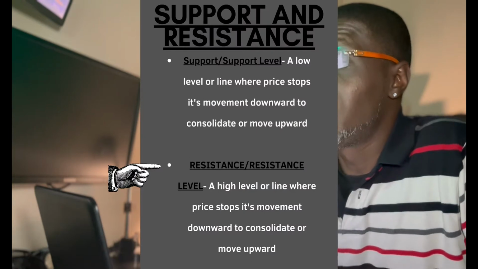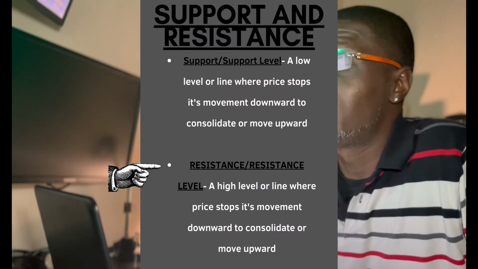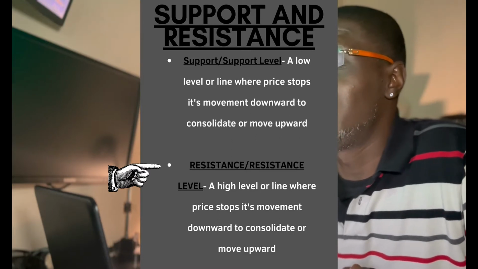Next up is your resistance. When you're drawing a resistance, and or resistance line, it is a high level or line where price stops its movement upward to consolidate or move downward. And this is basically the opposite of the floor, family. This is your ceiling. This is where price goes upward to where it can't go anymore and it turns around and comes down. That becomes your ceiling.